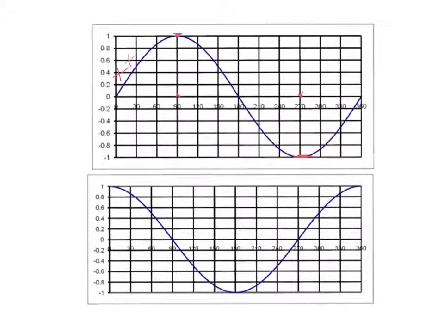Now all the way along here you can see the gradient is positive, which means our gradient function is going to be above the x-axis. And all the way down this section of the curve, the gradient is negative, which means our gradient function is going to be below the x-axis. So from x equals 90 to x equals 270, our gradient function is below the x-axis. So you could say it is like this.